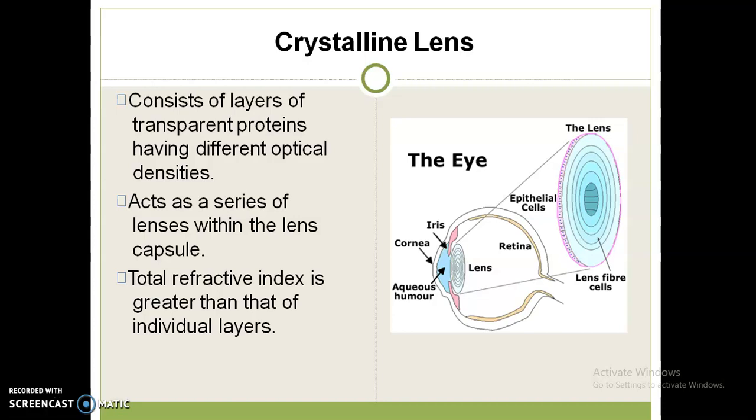The crystalline lens consists of layers of transparent proteins having different optical densities, and acts as a series of lenses within the lens and lens capsule, and the total refractive index is greater than that of the individual layers. Means the crystalline lens consists of transparent proteins having different optical densities.